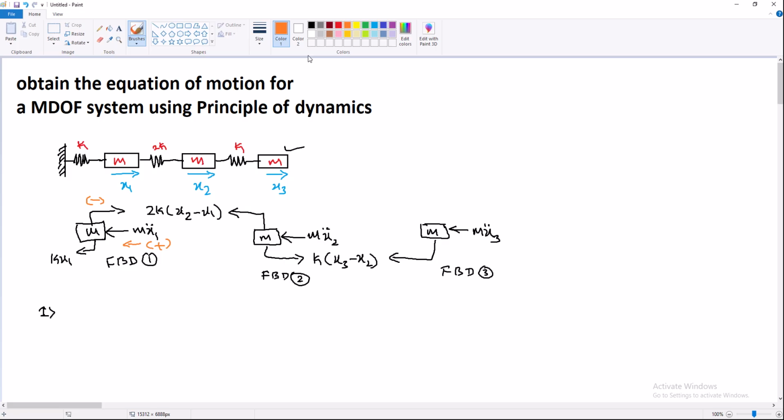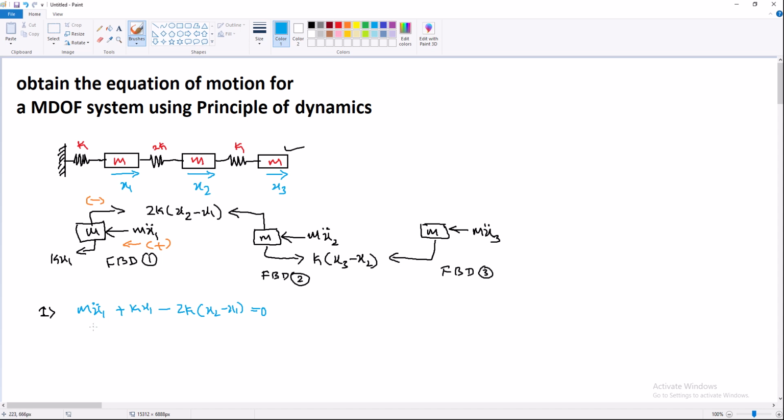So now with respect to that, if I write the equations, how can I write? m x1 double dot is one force which is acting on the mass m, and along with that k x1, and along with that minus 2k times (x2 minus x1), which is equal to 0, which means free body vibration, the force is not provided in the particular condition.